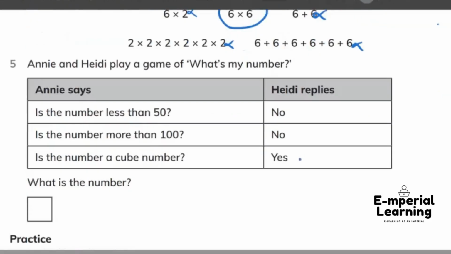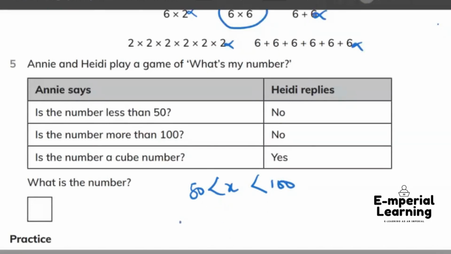Question 5. Annie and Heidi play a game of what's my number. Annie says, is the number less than 50? And Heidi says no. So the number we are looking for is not less than 50. Is the number more than 100? No. So the number is still not more than 100. Is the number a cube number? Yes. So we are looking for a cube number. Let's make the number x, which is greater than 50 but less than 100. So x is our cube number.